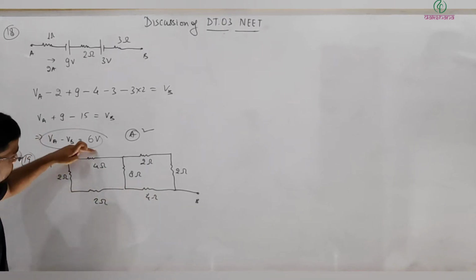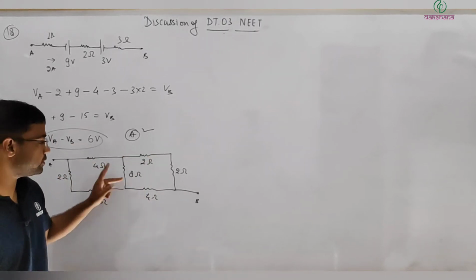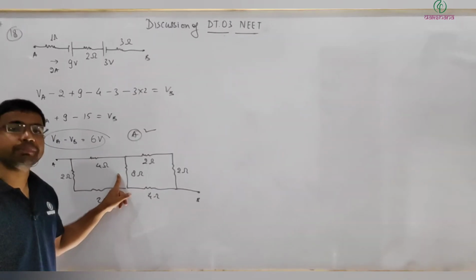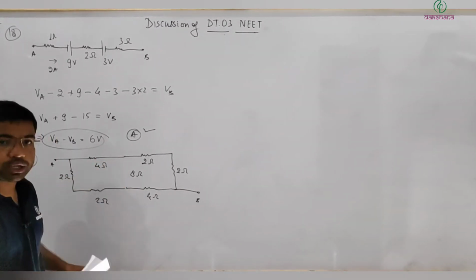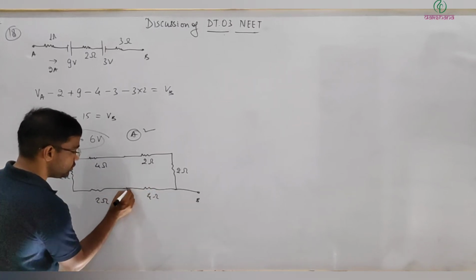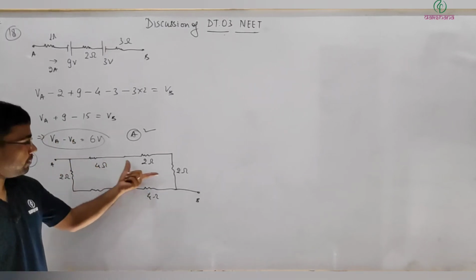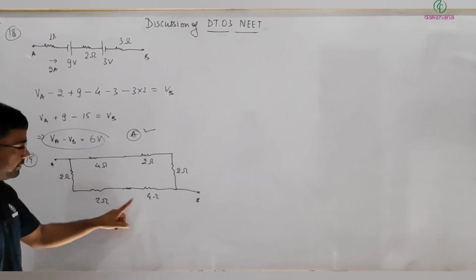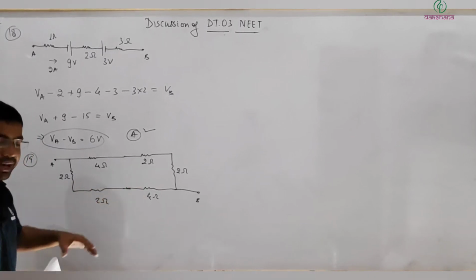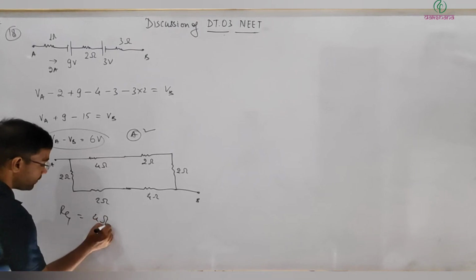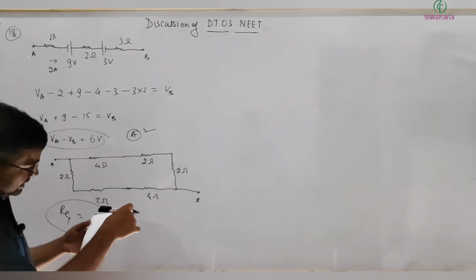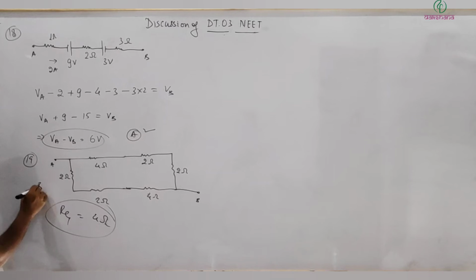Now you can see it's 4 divided by 4 and 4 divided by 4, so it's basically a balanced Wheatstone bridge. In that situation, this simply gets removed in case of a balanced Wheatstone bridge. So now we are left with 4 and 4, it's 8, and 4 and 4, it's 8, and 8 and 8 in parallel, so our equivalent is coming out to be 4 ohm. That should be your answer, which is B.